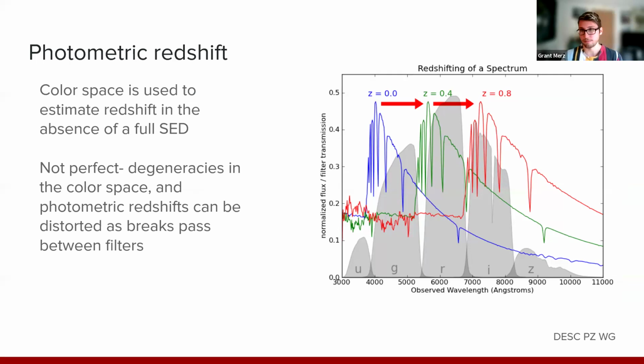And so this is not perfect. The photometry is not necessarily perfect in estimating a redshift. There are degeneracies in this color space. Features in the SEDs can cause distortions in the color space. And so it can be a challenge to get a redshift just from this reduced dimensionality space.